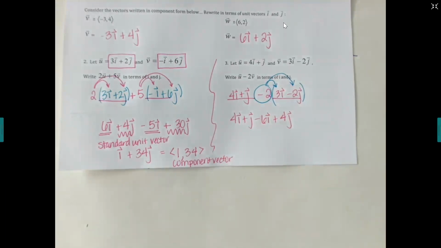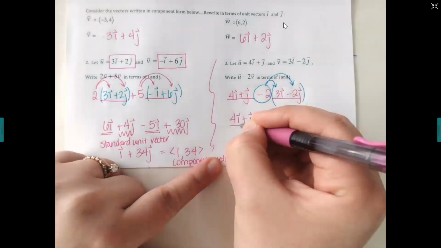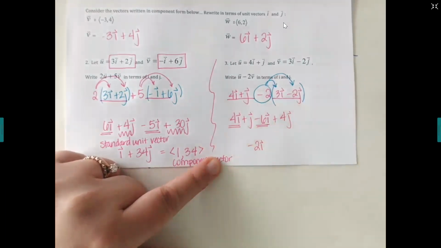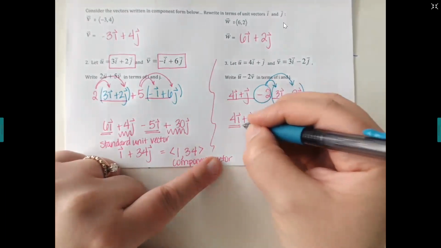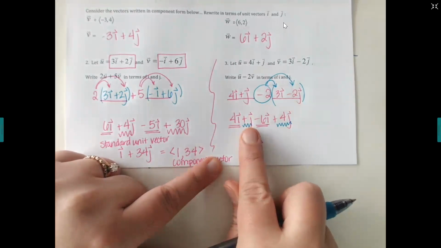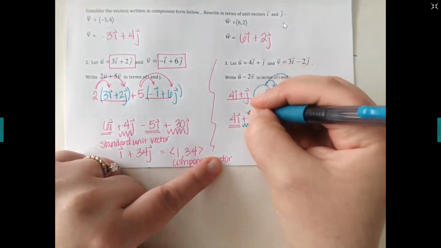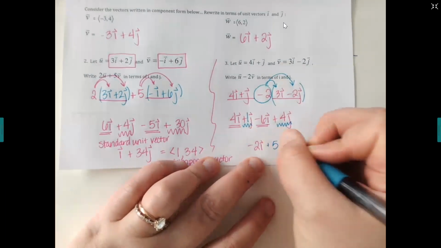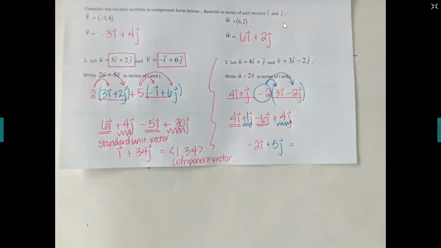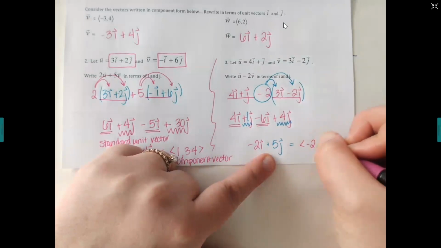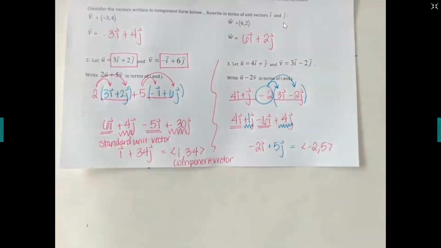i's go together. That gives me how many if it's 4 take away 6? Negative 2i. And then for my j's, I have a plus j and a plus 4j. How many does this one count as? Okay, this one is a 1, then plus 4 is 5, yes. If I asked you to write that as a component vector, what would the coordinates be? -2, 5. Very good.